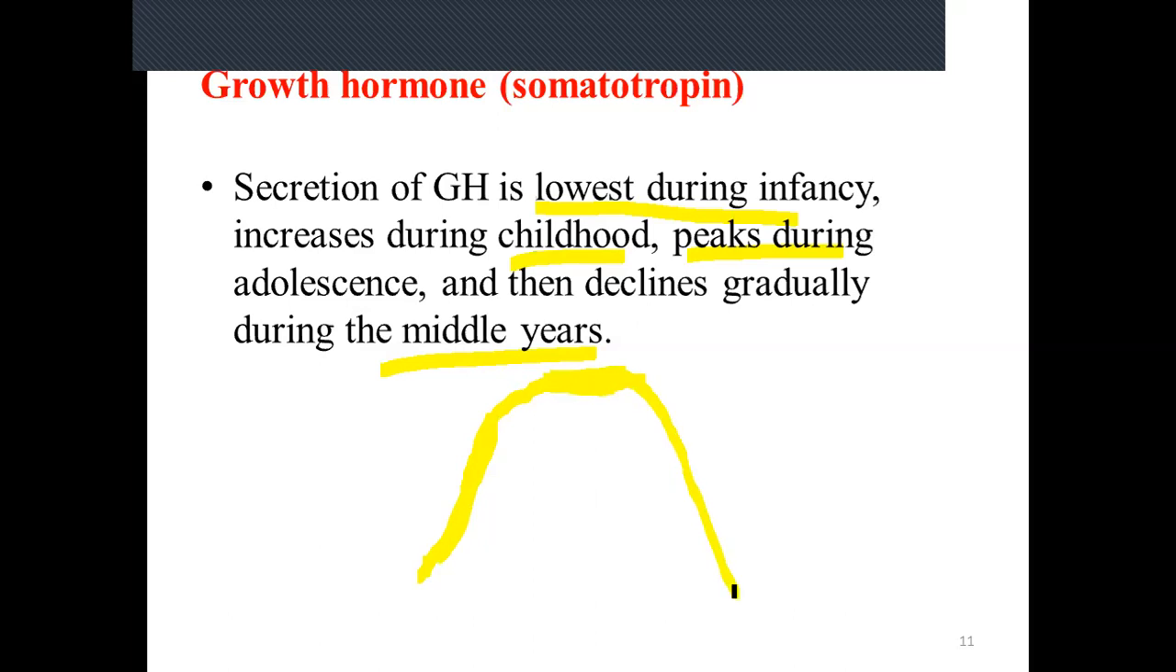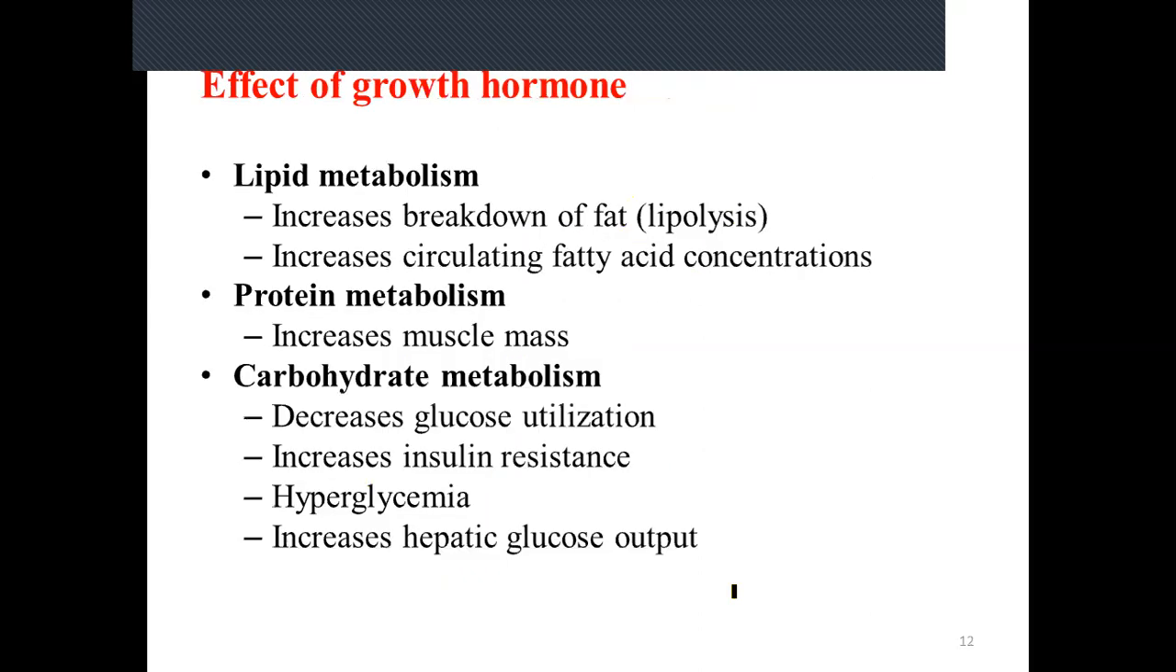That is why, as we age, loss of body mass is very common because of the decline in growth hormone. I don't know whether you have come across a very tall person who shrinks with age. This is because of growth hormone deficiency due to aging. So this is how growth hormone production is carried out in the body system.